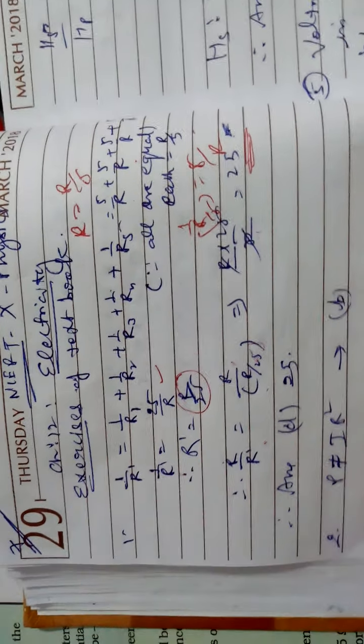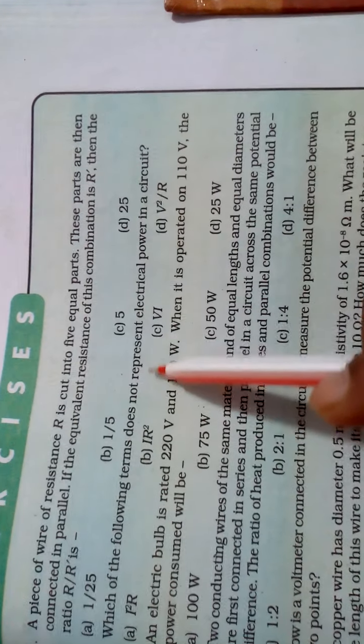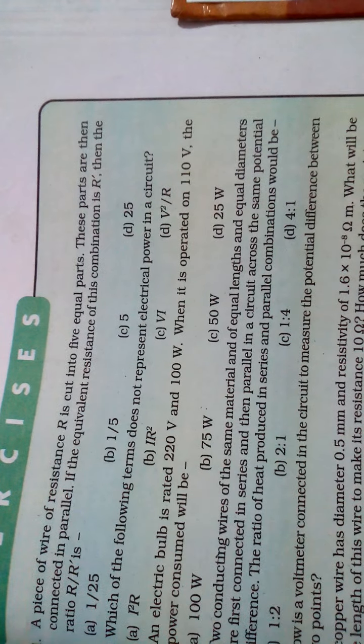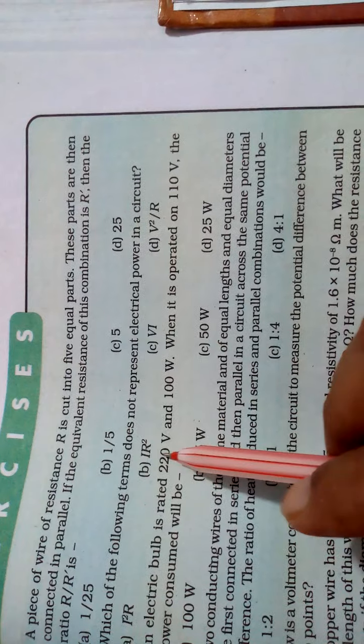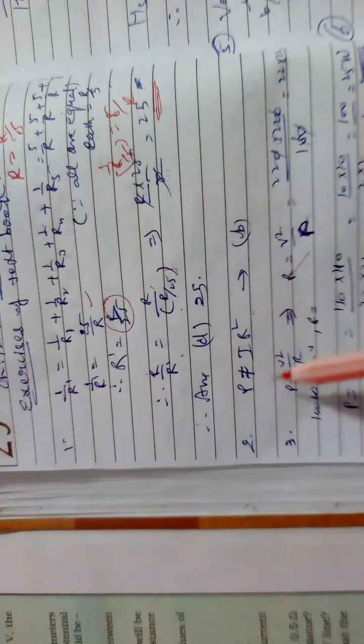So what is the relation? The ratio is 25:1. Second question is given: which of the following terms does not represent the electrical power in a circuit? That we know very well. P is equal to I square R, P is equal to VI, P is equal to V square upon R. These are 3 formulas. So IR square is the wrong one. So for the second question, P is not equal to IR square.